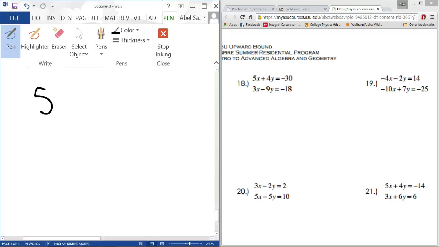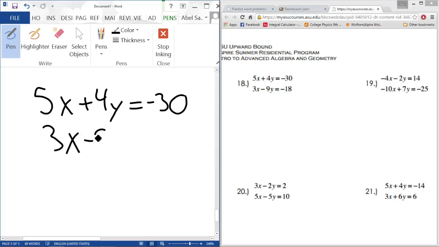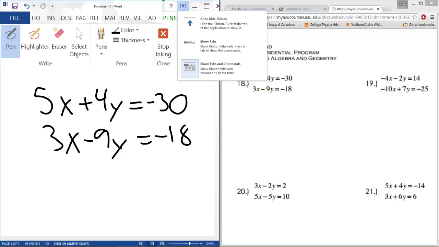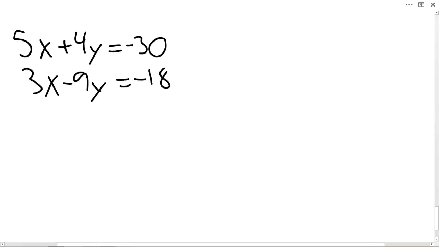So you got 5x plus 4y is negative 30, 3x minus 9y is negative 18. Okay, so let's do the same thing we've been doing. Let's solve this system of equations using elimination. We're only using elimination. We're not using substitution, you guys. So let's go ahead and solve this by elimination.